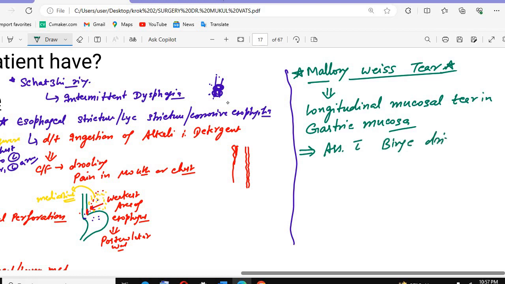Binge drinking. See, in case of Boerhaave syndrome, it was the lower esophagus. Boer means lower, so lower esophagus, then longitudinal mucosal tear. Here it is in the gastric mucosa, M for mucosa. Which mucosa? Gastric mucosa. And this condition is also associated with binge drinking. In these patients, you will see hematemesis.